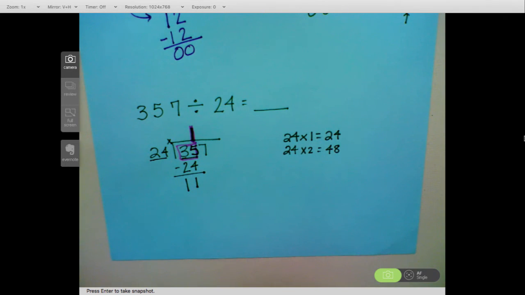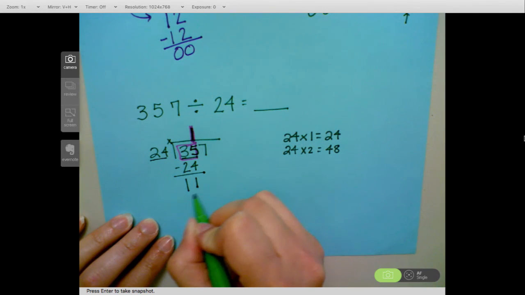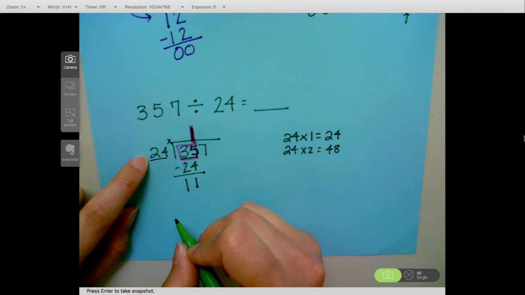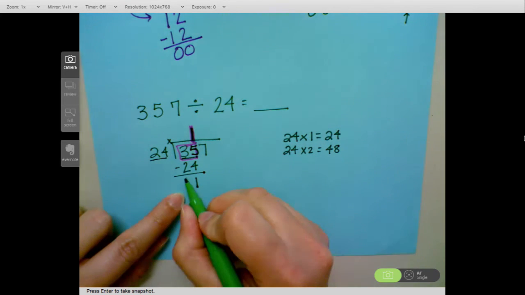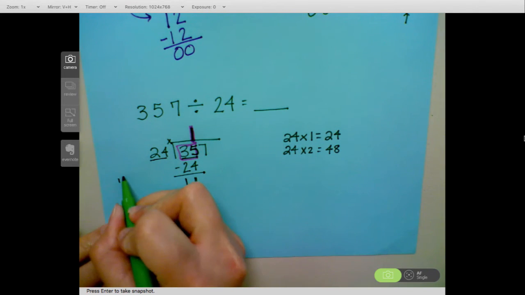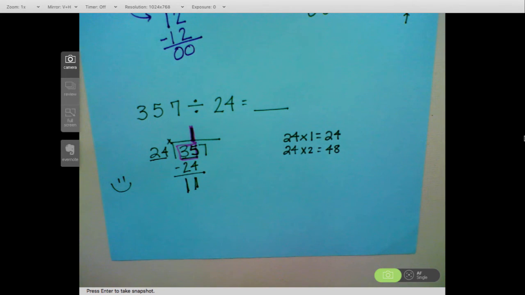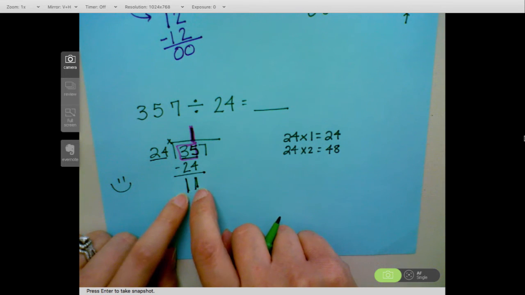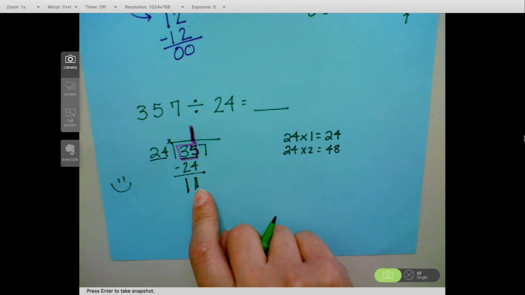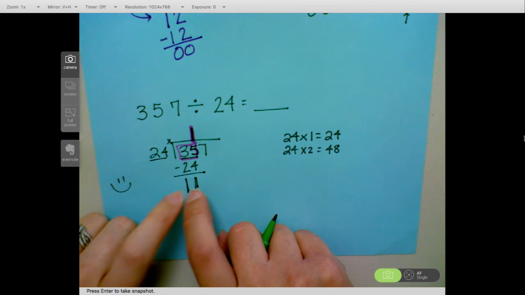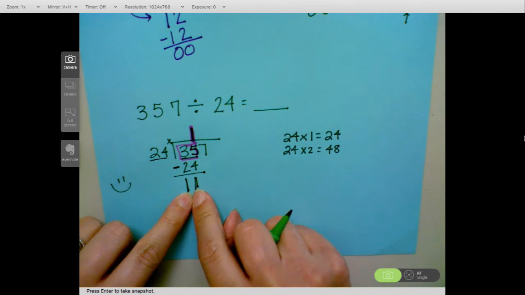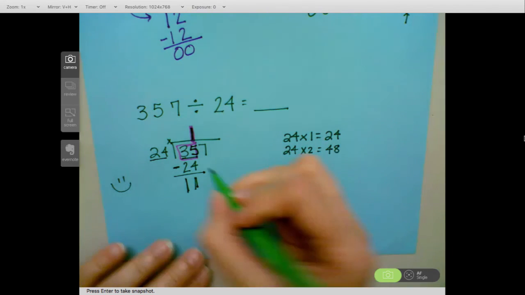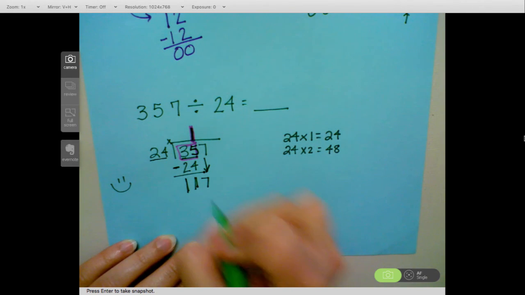This is that point where you check. Is what I have left over less than my divisor? As long as what I have left over is less than the divisor, then I know I did something right. But what if I had left over 25? If I had 25 left over, could I have pulled out another set of 24? Well, yeah, because 25 is one more than 24. Okay? So always check. Make sure your leftover right after you subtract is less than your divisor. And now we're going to bring down that 7.